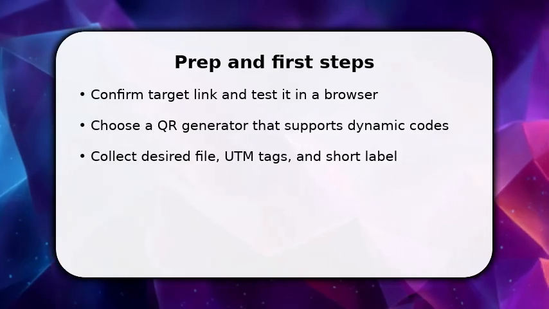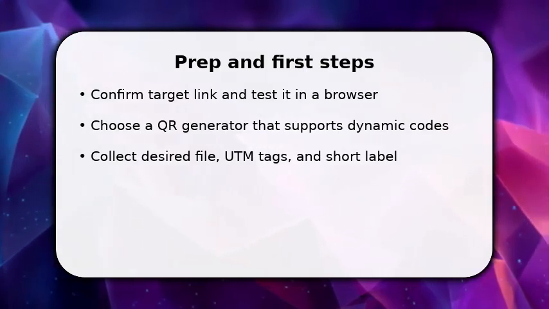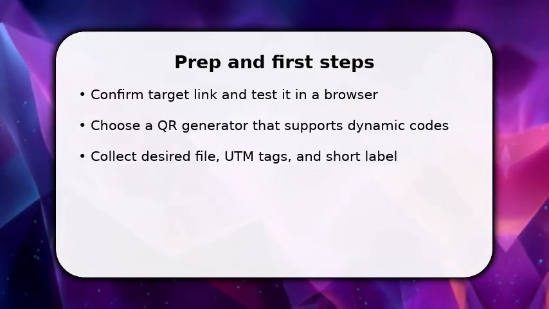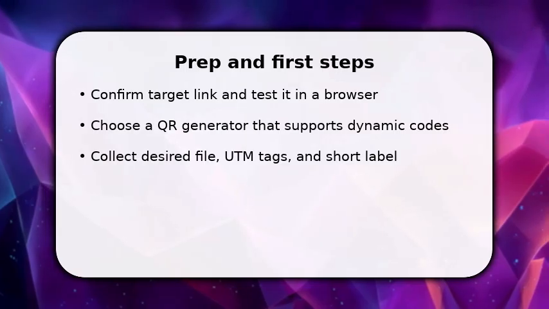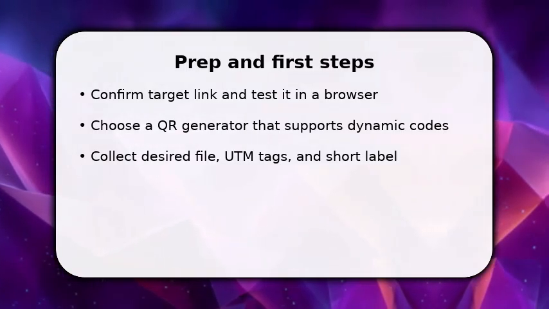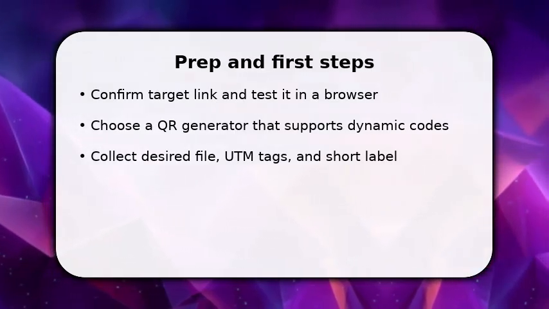You start by confirming the exact link you want to convert and testing it in a browser so you avoid broken targets. Once done, pick a QR generator that supports dynamic codes because it lets you edit later. Next, prepare any UTM tags or short label to track clicks and accuracy. Make sure to sign up or log in to save history.